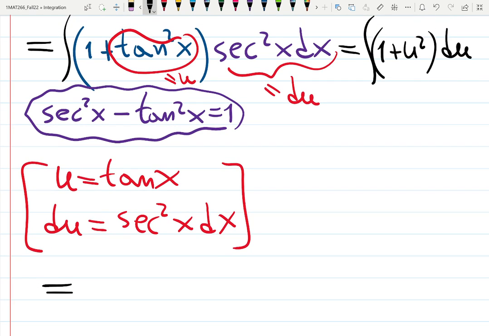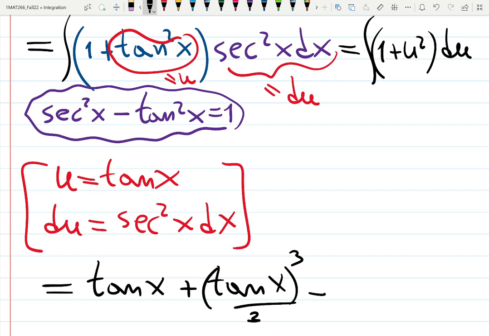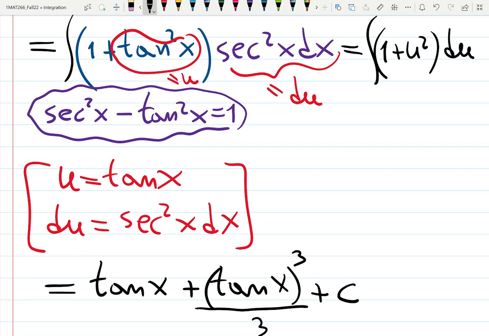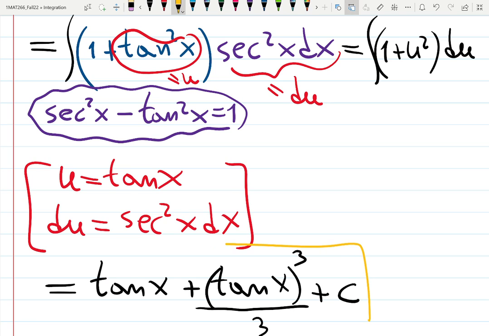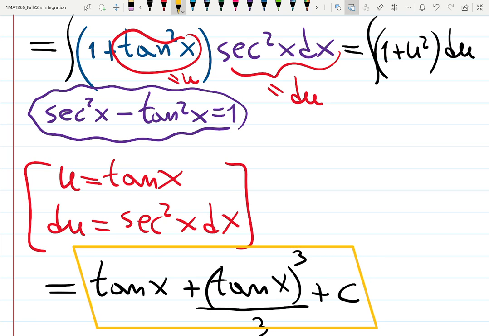The answer for 1 plus u squared du is u plus u cubed over 3. Let's write it down again, back to tangent right away. Tangent plus tangent cubed over 3 plus c. This is the best way. I highly recommend writing down the original variable right away, because you're so good at your substitution by now that you just get it. Plus c. Questions about this one?